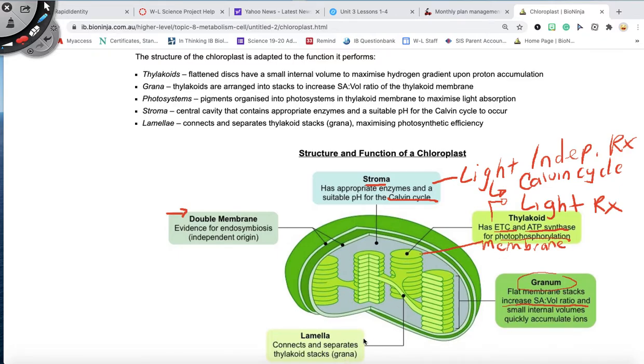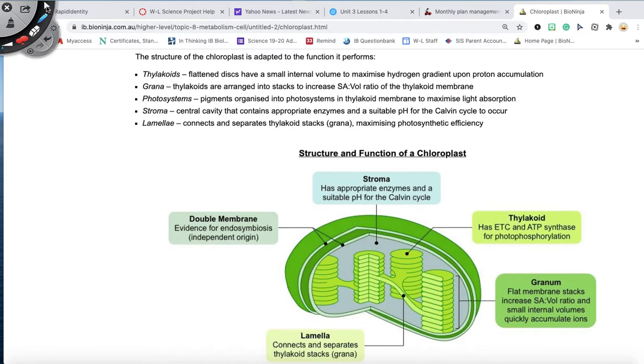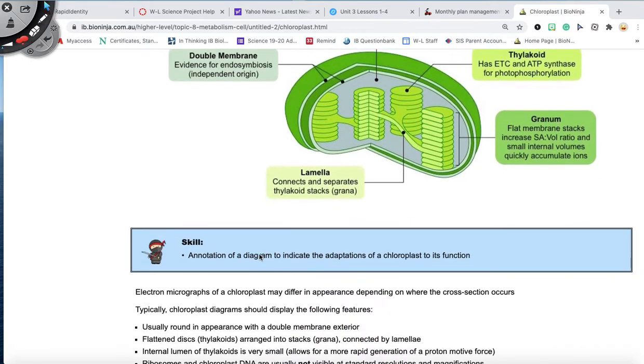And then you can connect the separate grana via the lamella. These are the structures that connect the grana. And that's pretty much it. What does the lamella do? It maximizes photosynthetic efficiency.